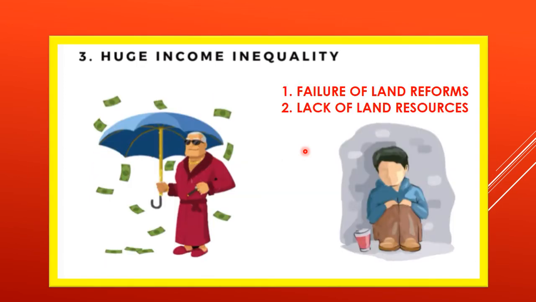The third reason for poverty is huge income inequality. Now, here we see in India that the rich are becoming richer and the poor are becoming poorer. So there is an inequality, okay? And the reason behind this could be failure of land reforms and lack of land resources. Like the landless laborers don't have any land, they are unable to cultivate due to poverty. So this huge income inequality in our country is also one of the causes of poverty.